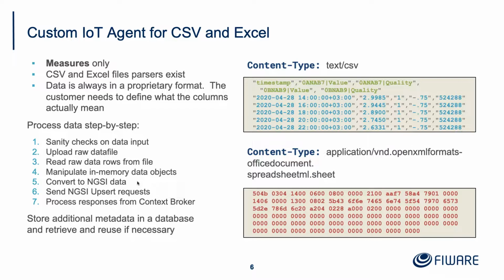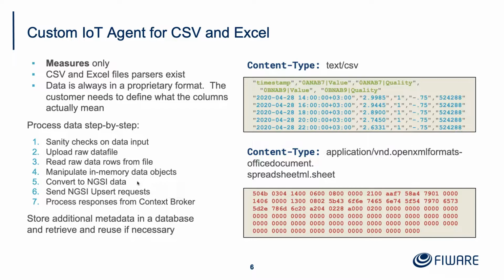You upload the raw data file somewhere, because I'm using a file-based system. Unless I've got a copy, I can obviously destroy it later. I can read in raw data rows from the file. Somehow I've got to get my file into an in-memory object, and at this point it doesn't matter what the format of that object is. It's just so I can deal with it.